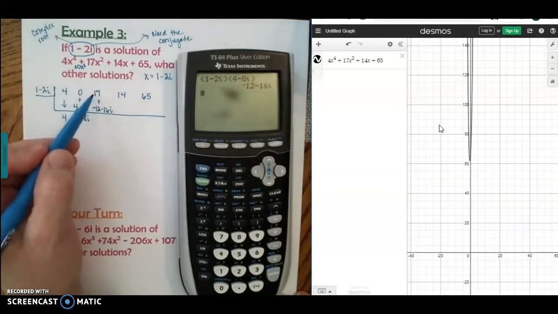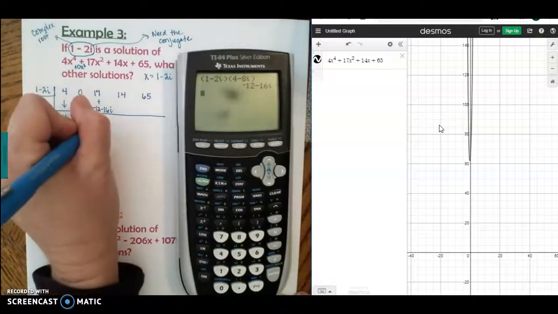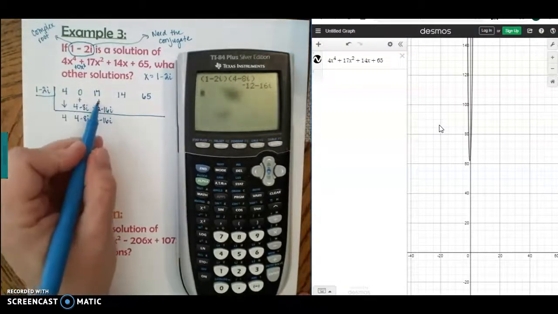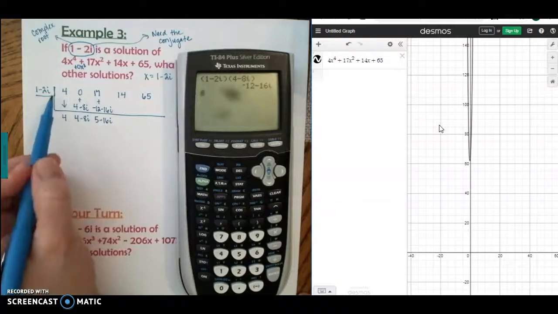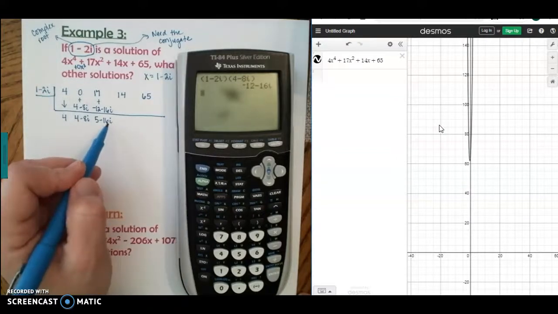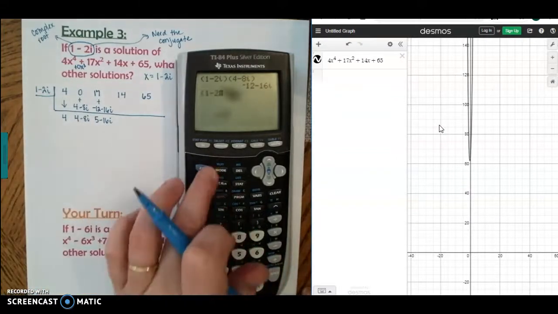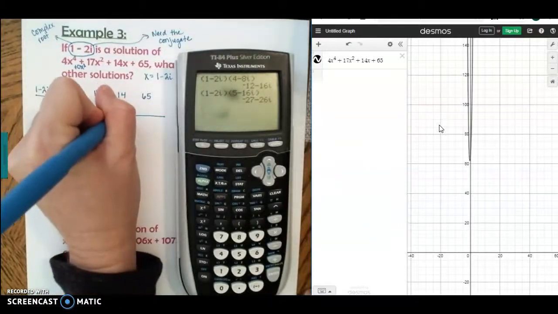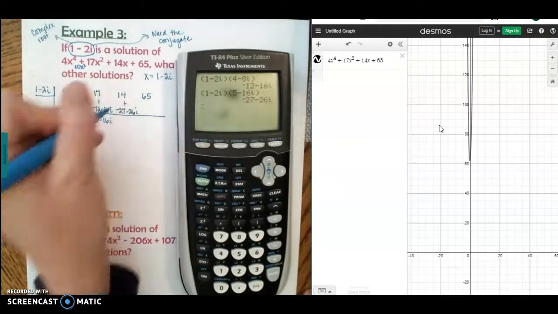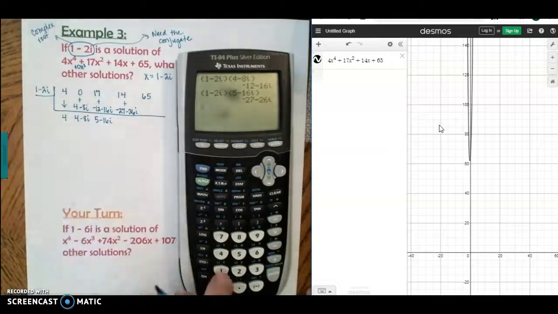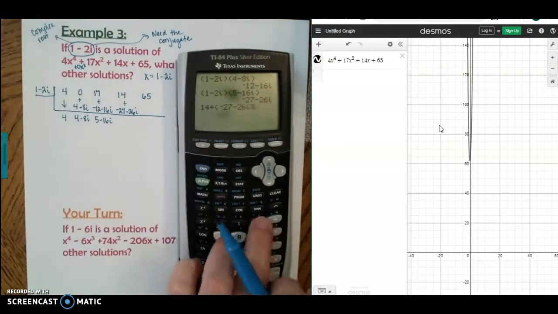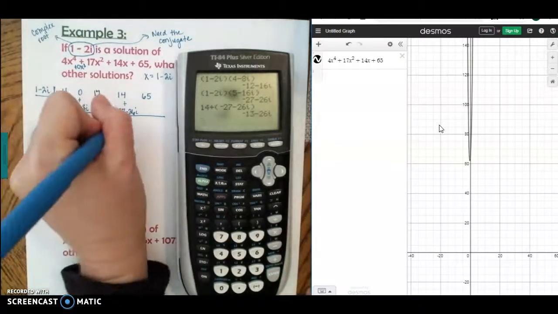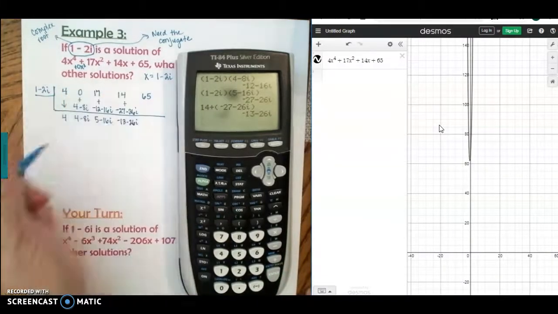You should be able to add that down. 17 plus negative 12 is going to give us 5, and then minus 16i. But you can even do that part in your calculator if you want. So now we need to multiply 1 minus 2i times 5 minus 16i. So that's going to give us negative 27 minus 26i. I'm going to add that down. So to show you, you could just do 14 plus negative 27 minus 26i. So that's going to give us negative 13 minus 26i.